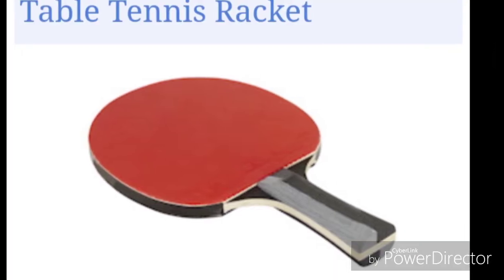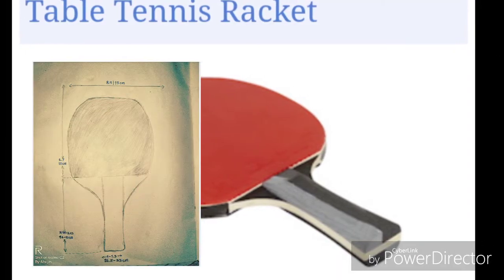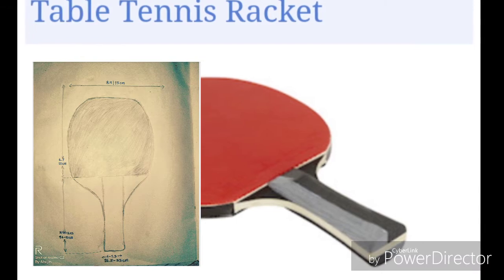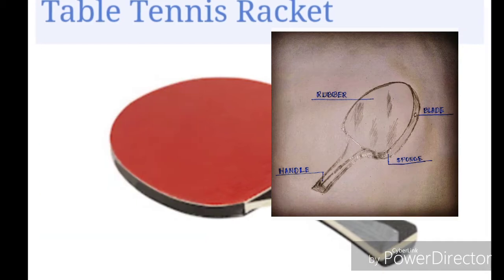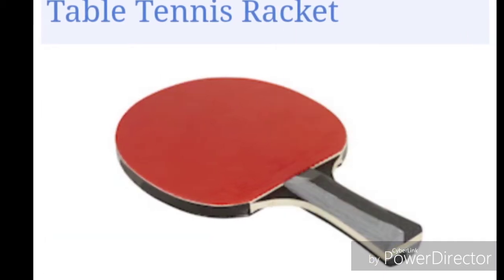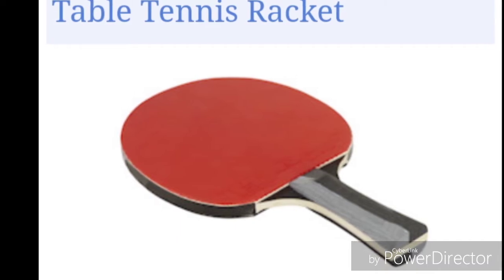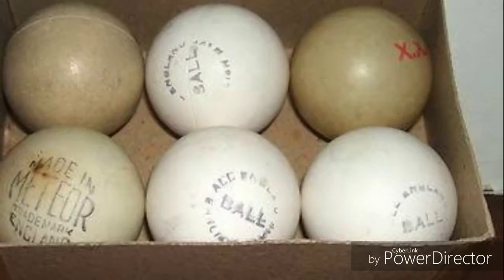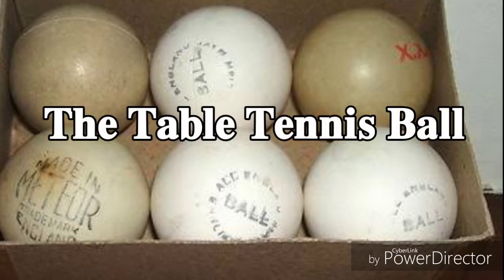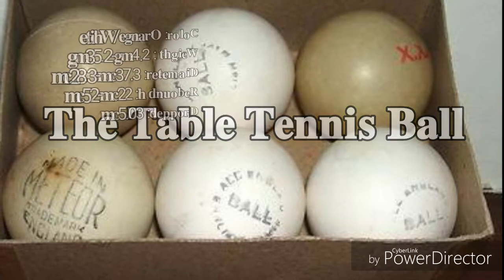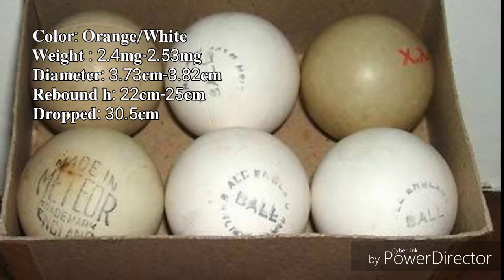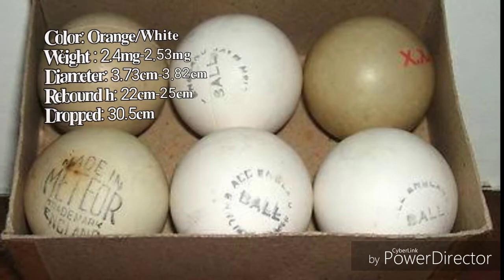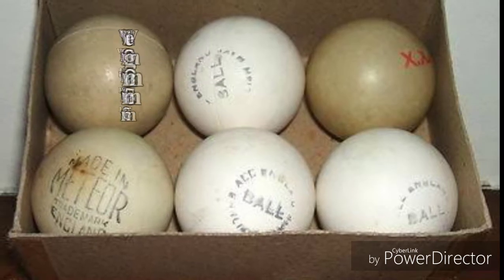The racket shall have 15 cm length at the head, 17 cm at the side, 9 to 10 cm at its handle, and 26.5 to 33 mm at the end of the handle. The ball can be orange or white with a weight of 2.4 grams to 2.53 grams and a diameter of 3.73 cm to 3.82 cm. The ball must rebound to a height of 22 cm to 25 cm when dropped on the table from a height of 30.5 cm.